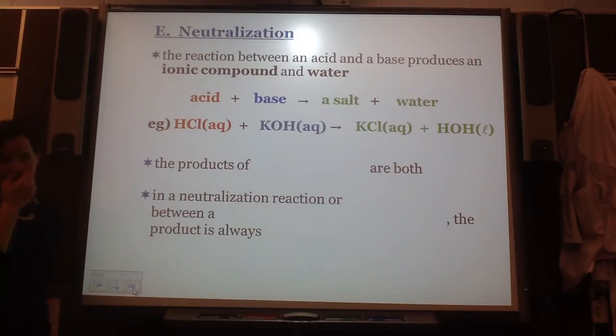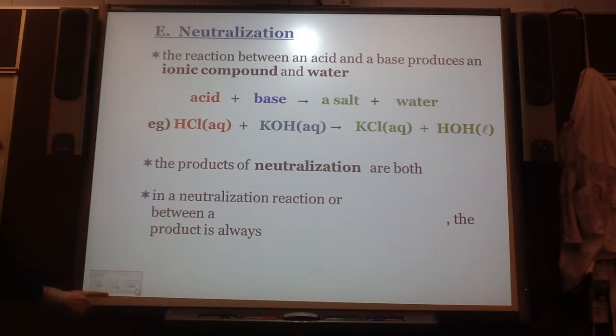So we make KCl, which will be dissolvable, and then we make HOH, which we know is water, so write that as a liquid. Write it as a liquid, not as aqueous, because the definition of aqueous is dissolved in water, so it's redundant to say aqueous.